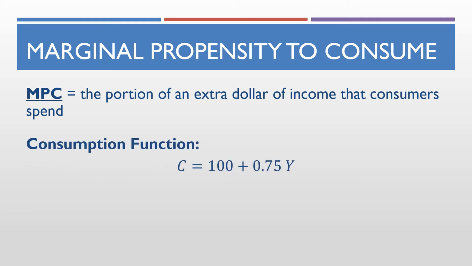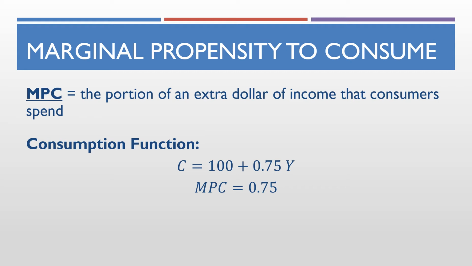Well, in our previous consumption function, we actually know what the marginal propensity to consume is. If you look carefully at these equations, where consumption equals 100 plus 0.75 times y, when y changes by $1, 1 times 0.75 equals 75 cents. So that means for every $1 increase in income, an additional 75 cents will be spent in the economy to buy goods and services. So the MPC in this case is 0.75.